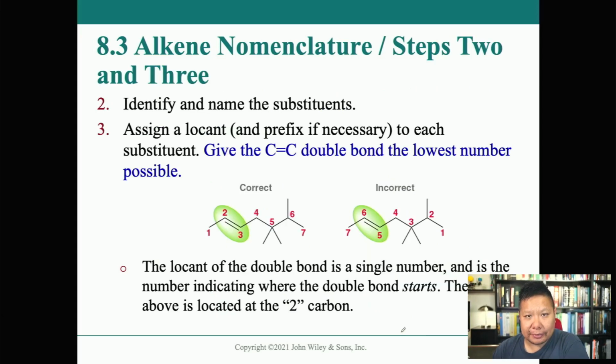Next, identify the name of the substituents, which we already know how to do. And then assign a locant and prefix to each substituent, and give the double bond the lowest number. So again, over here, we want the double bond to have the lowest number, so it's going to have 2. We don't want it to have 6. And then over here at 5, we have dimethyl. Here we have 6-methyl. So actually it would be 5,5-dimethyl, 6-methyl heptene.